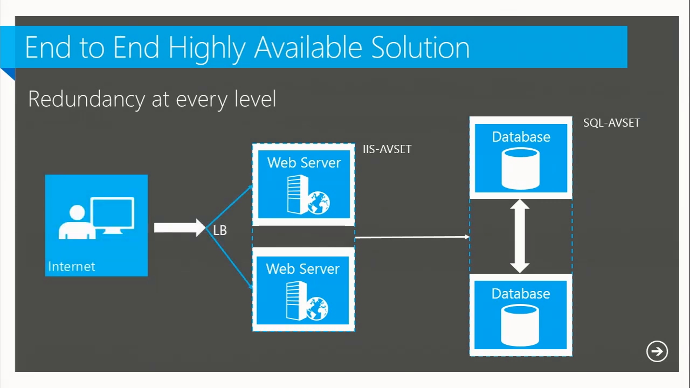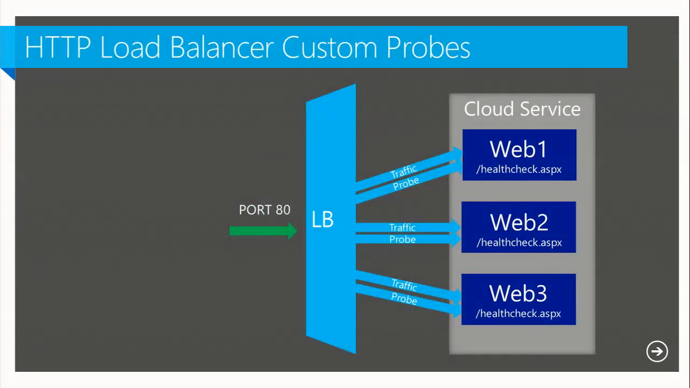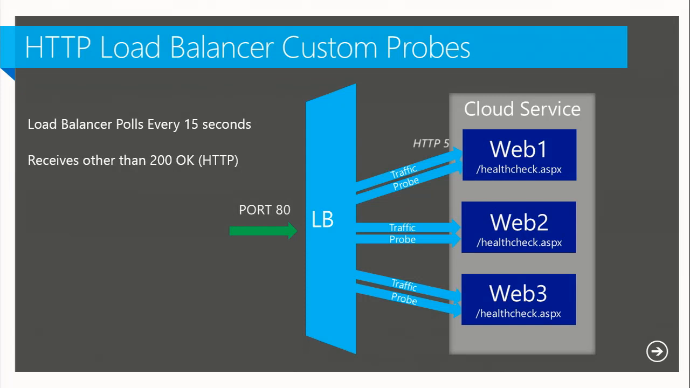So how health probes work, and we can do health probes at two different levels. We can do HTTP probes, or we can do SQL. So HTTP works pretty interesting. What we can do is a load balancer basically is going to poll your virtual machines' health check page every 15 seconds. So if your page returns anything other than 200, which 200 means okay in HTTP lingo, so if it returns a 500, a 401, access denied, whatever, the load balancer is actually going to stop sending that node traffic.